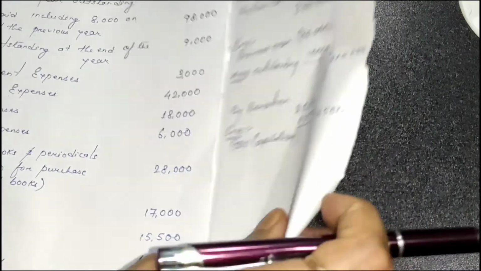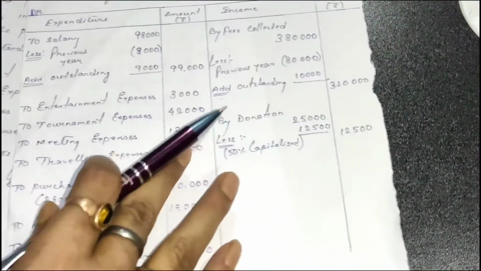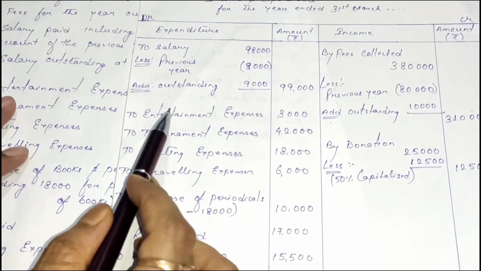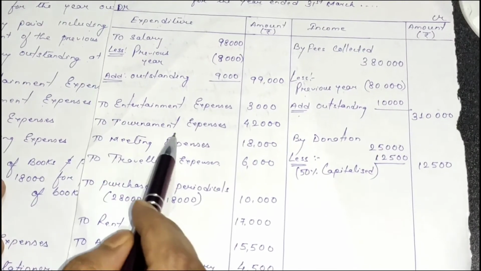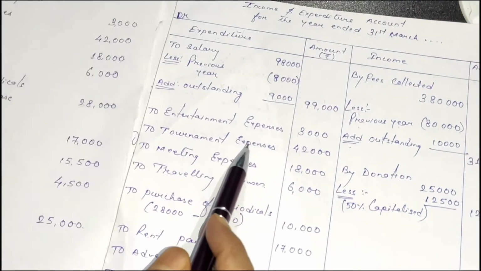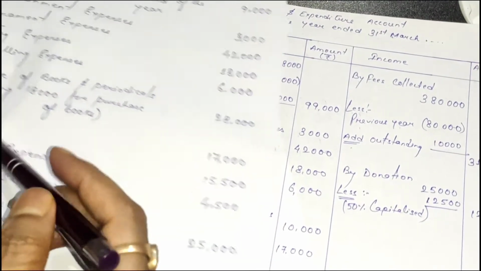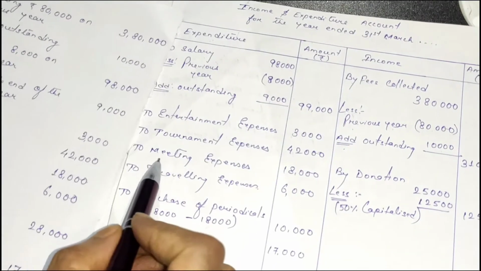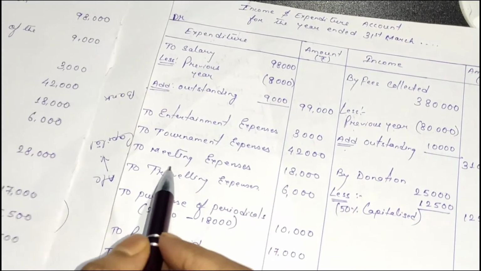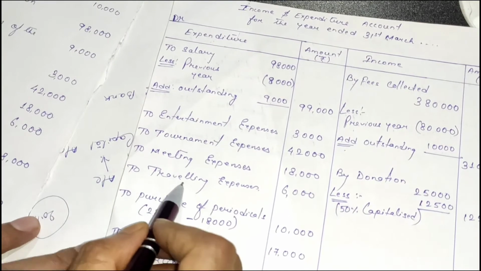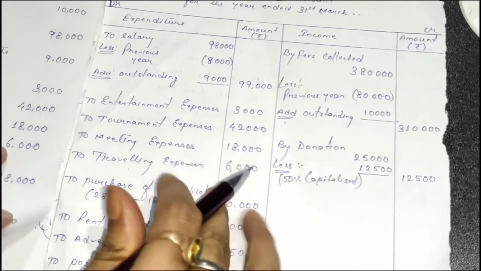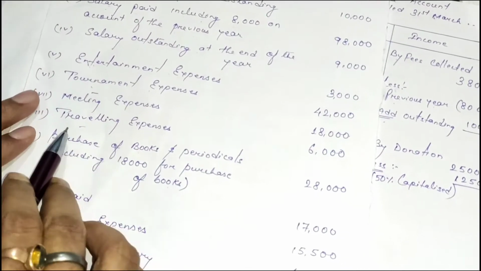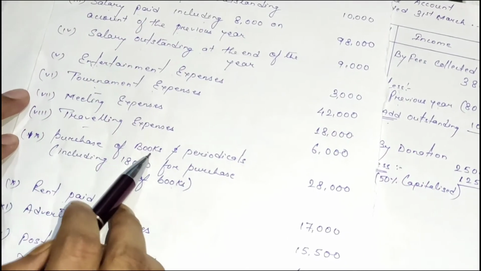These 4 I wrote here. See all the expenditures. To entertainment expenses, I wrote the amount 3,000. To tournament expenses, 42,000. Okay, these are the expenses which came from this question only. Then meeting expenses I wrote 18,000. Then traveling expenses, that also I wrote here 6,000. Clear? Now after that, after this expenditure, you see what is given here, purchase of books and periodicals.